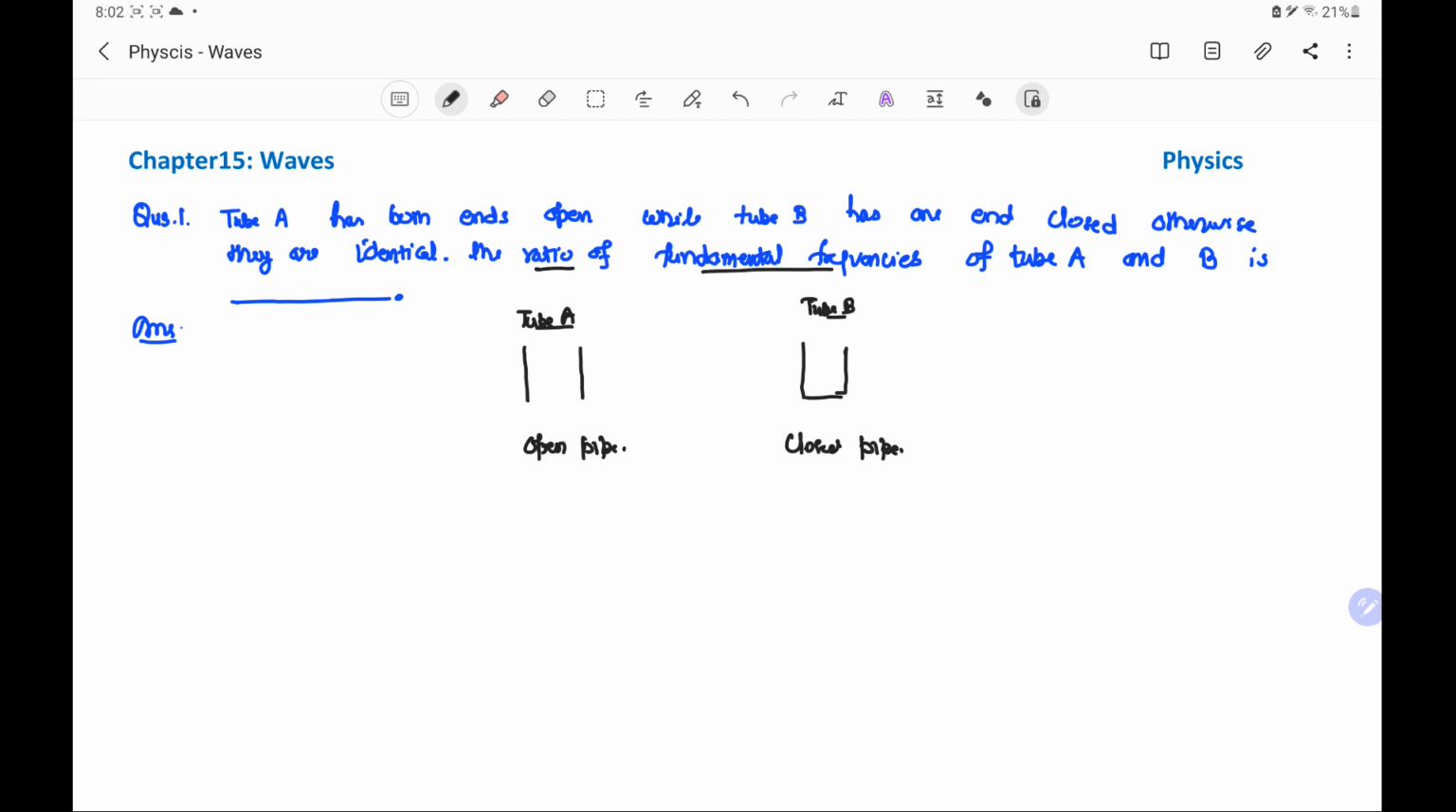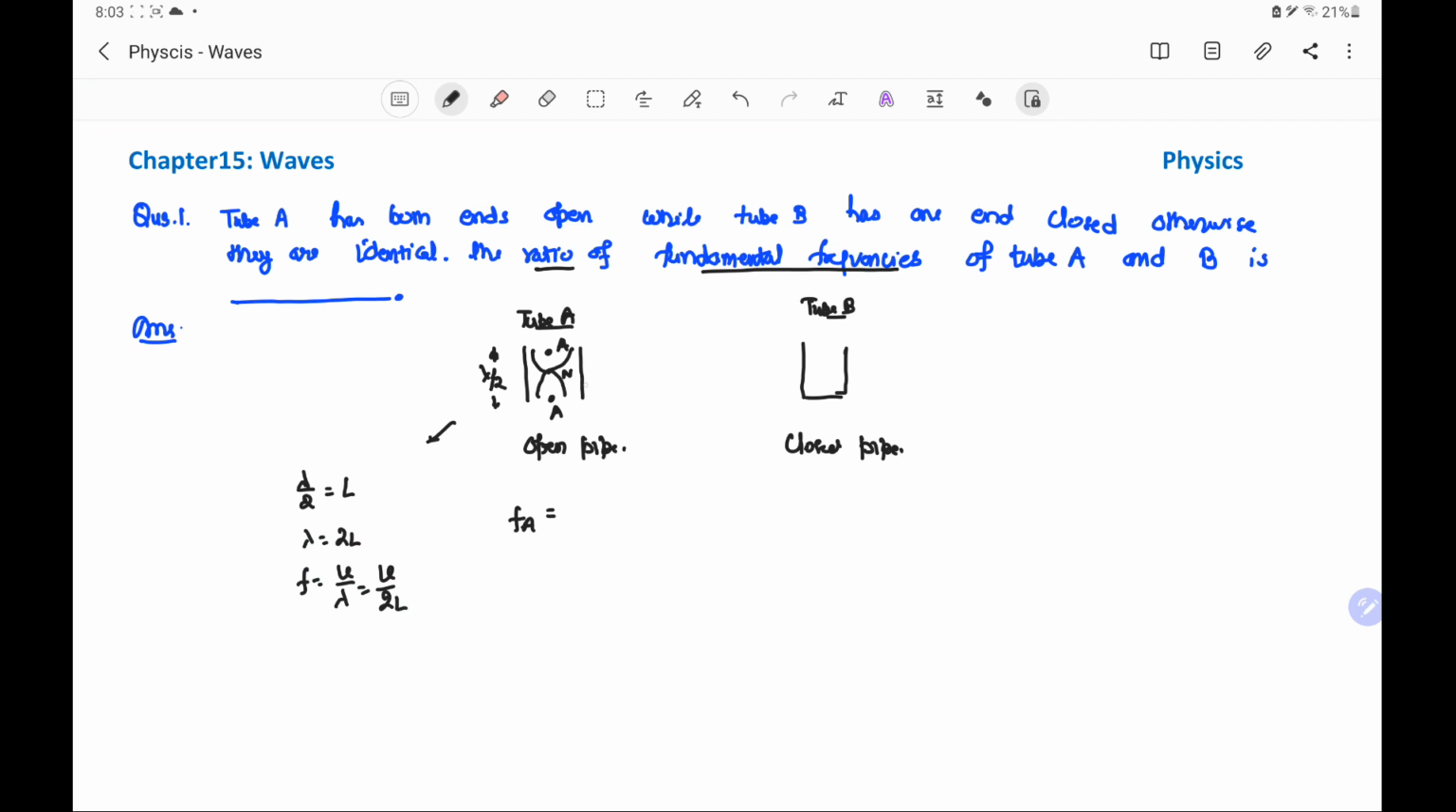The ratio of the fundamental frequencies of tube A and tube B is the fundamental frequency of tube A, because tube A is an open pipe. So at open pipe, we have already discussed that antinodes are formed, and between two antinodes there will be a node. So this distance is effectively lambda by 2. Therefore, we can say in open pipe lambda by 2 will be equal to L if L is the length of the tube. So wavelength is 2L and frequency is V by lambda, that is equal to V by 2L.